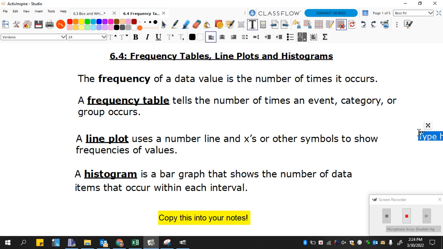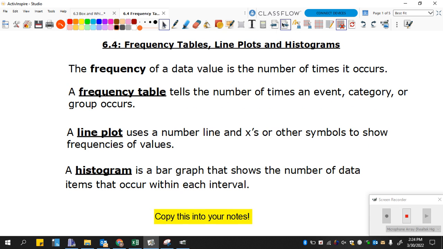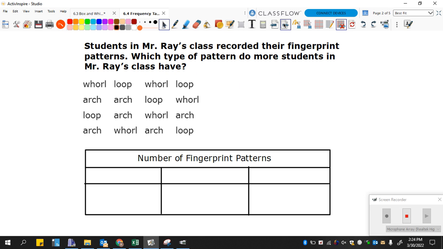All right. So the first thing that we're going to do is it says the students in Mr. Gray's class recorded their fingerprint patterns. Which type of pattern do more students in Mr. Gray's class have? Well, in the frequency table here, the first thing we have to do is write down the different types of patterns. So we have a whirl, we have a loop, and we have an arch.